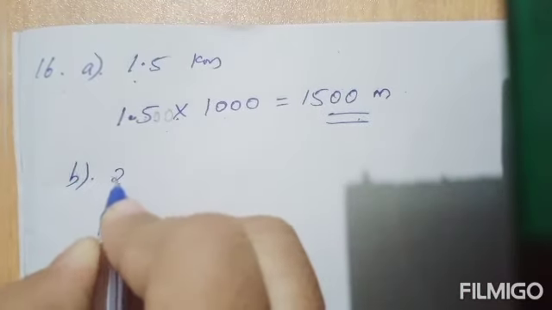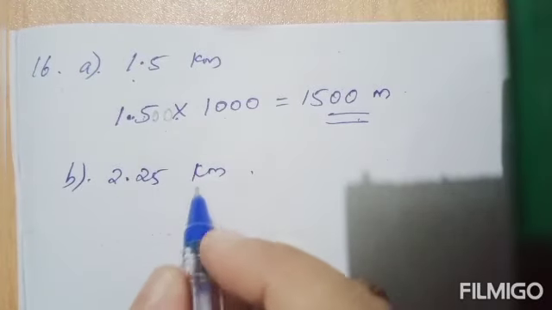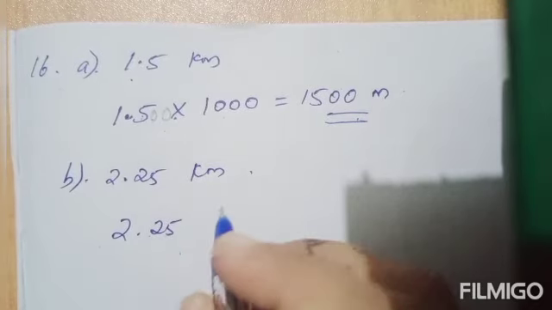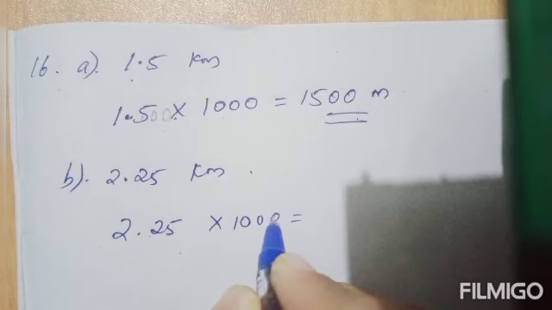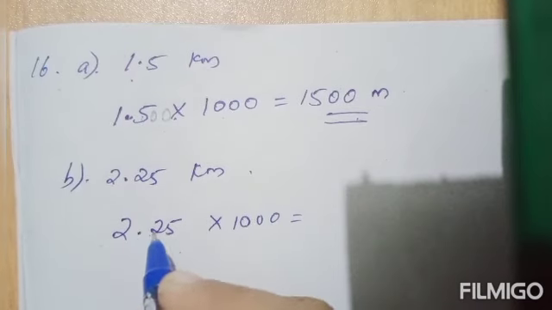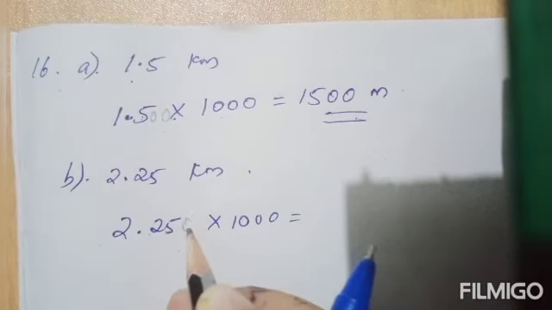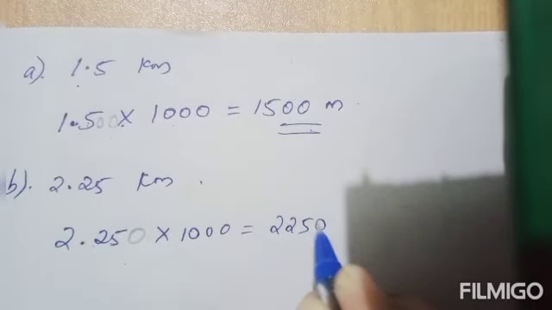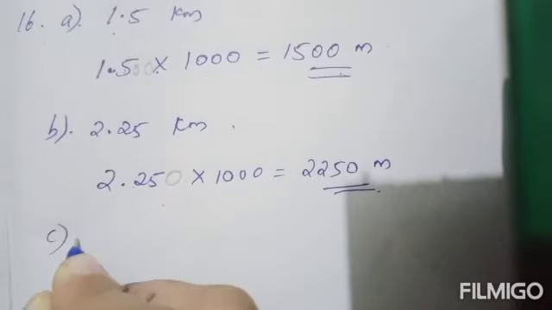Next B, 2.25 kilometer. In order to express kilometer in meter, just multiply by 1000. So 2.25 into 1000, what will you get? Multiplication by 1000, so the decimal point will move 3 places to the right. So this is 1, 2. Third place you put 0. After this the decimal point will come. You will get 2250 meter.